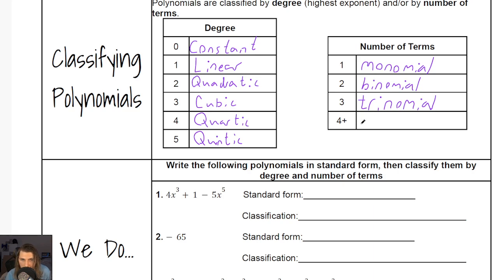Then 4 terms, we just start calling it a polynomial. So technically, we can call any of these polynomials, whether it has 1 term, 2 terms, 3 terms, or more than 3. But typically, they will use these first 3 terms if it has 1 term, 2 terms, or 3, and then they start using polynomial more generally.